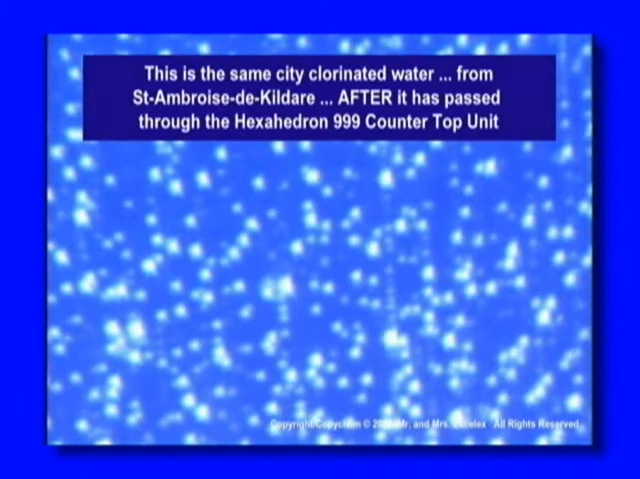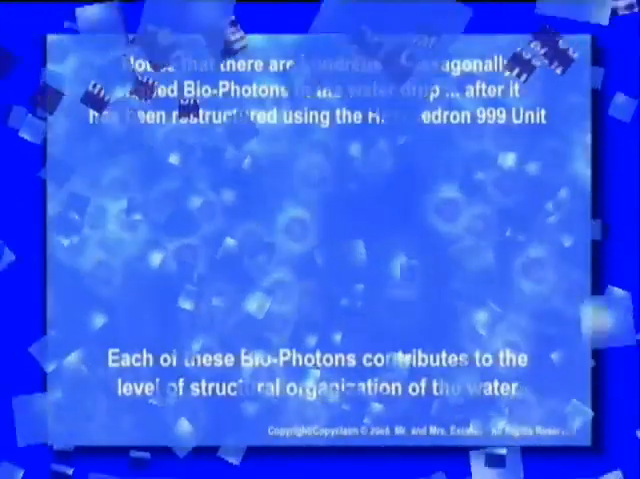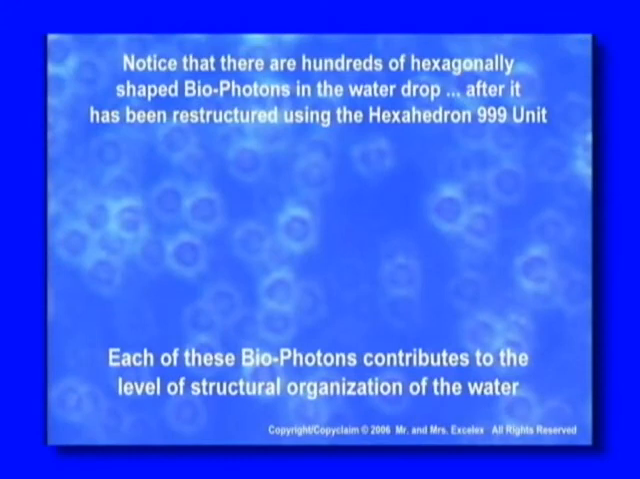This is the same city chlorinated water, taken from St. Ambrose du Kildare, after it has passed through the hexagon 999 countertop unit. Notice that there are hundreds of hexagonally shaped biophotons in the water drop, after it has been restructured using the hexagon 999 unit. Each of these biophotons contributes to the level of structural organization of the water.